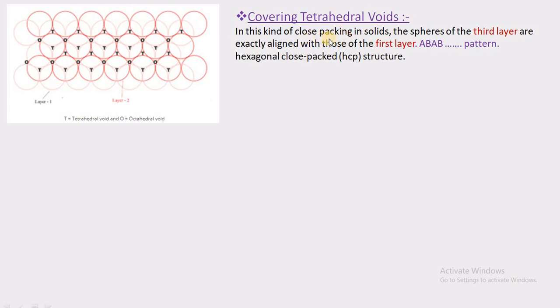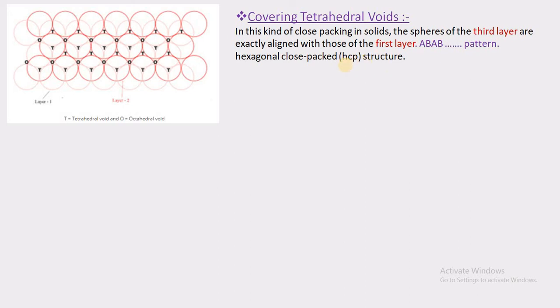In this kind of close packing in solids, the spheres of the third layer are exactly aligned with those of the first layer. That means if the first layer is considered A and the second layer, dark pink, is considered B, then the third layer, light pink, is exactly aligned on the spheres of the first layer. Hence this type of arrangement is known as ABA type pattern, because the first layer is A, the second layer is B, and again the third layer is A. The structure formed is known as hexagonal close packed structure or HCP.